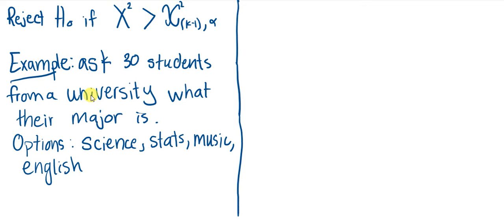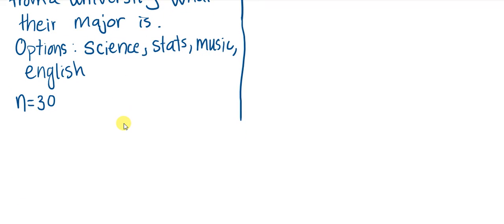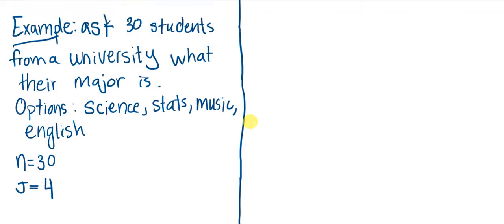Then we would have n equals 30 in this situation. And we would have capital J, which is the number of categories, equal to 4. And then you would calculate the rest of the information based off of the actual responses that you got.